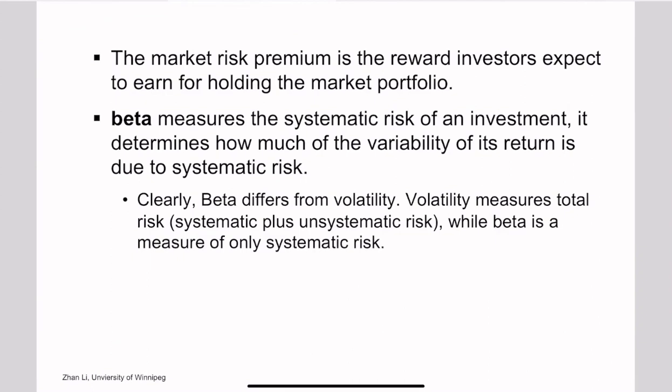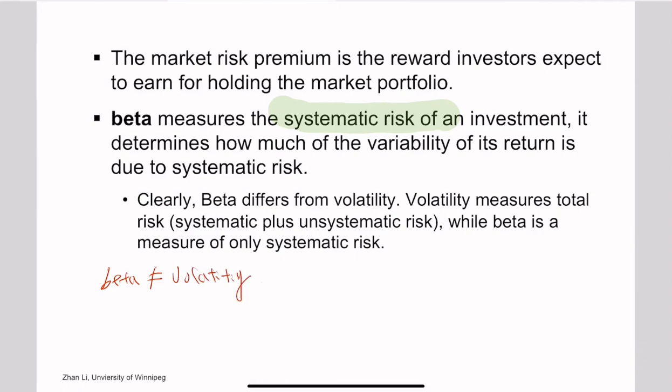Okay, now let's talk about beta a little bit. So basically, beta here in this CAPM model measures the systematic risk. And because it measures systematic risk, then clearly beta does not equal volatility. Right? So beta is not the same as volatility.